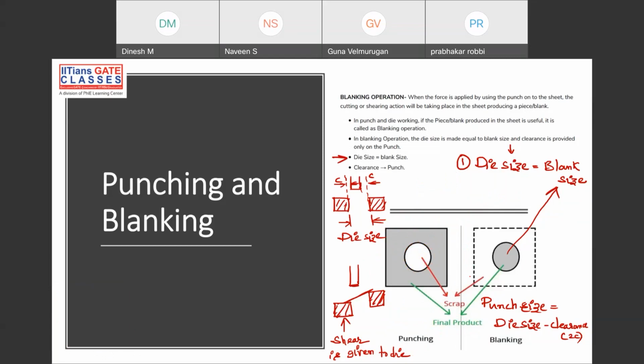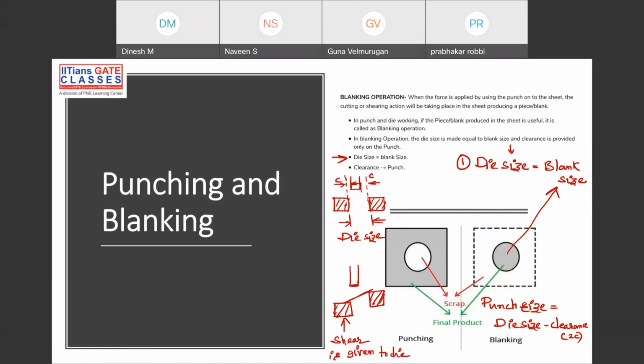The other one is blanking. This is a full sheet, and you made a hole. This part is discarded, this is scrap. The other part is scrap, and this is useful. This is useful, and this is known as a blanking operation. So this is the difference between punching and blanking.